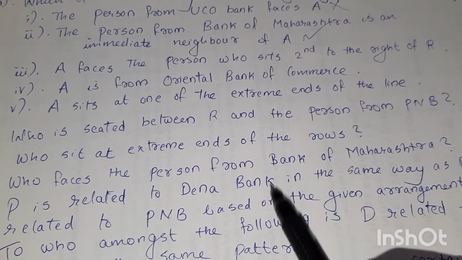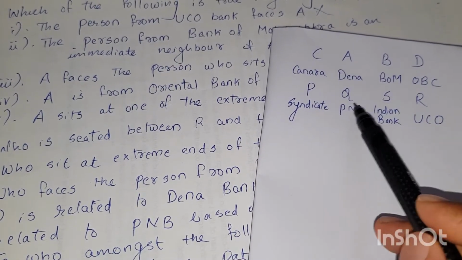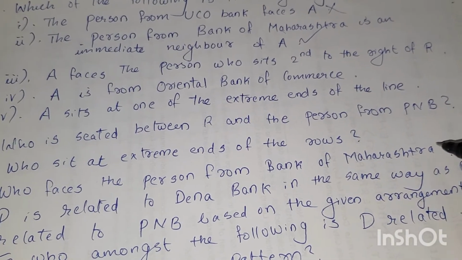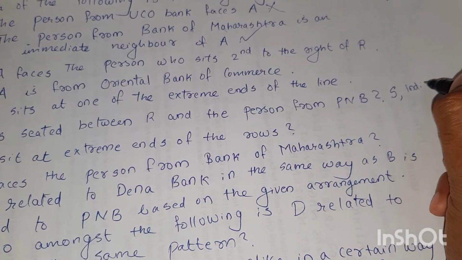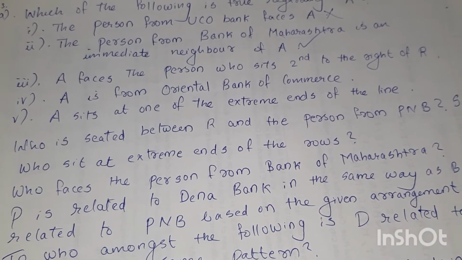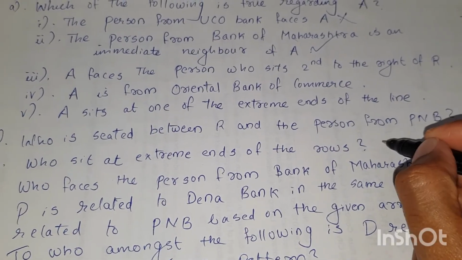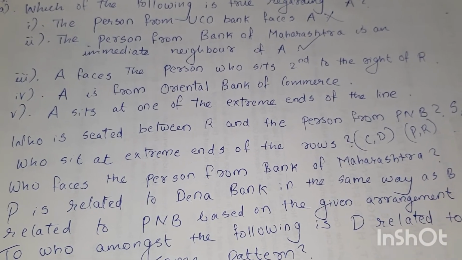Who is seated between R and the person from PNB? Indian Bank. Yes, the person who is working in the Indian Bank. Now, who sit at extreme ends of the rows? CD and PR are sitting at the extreme ends of the two rows.